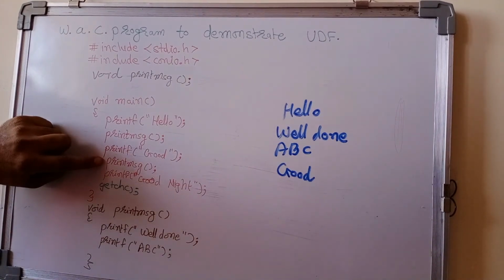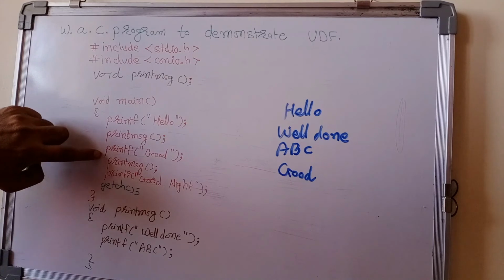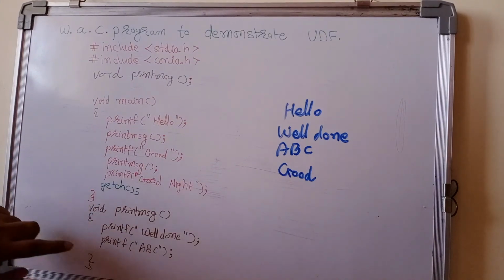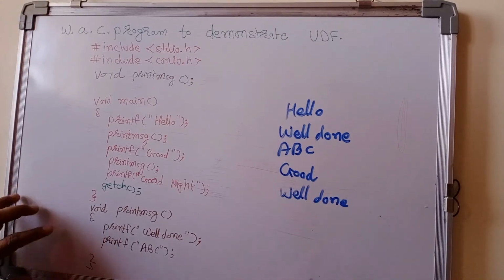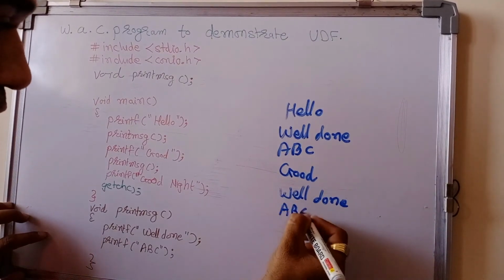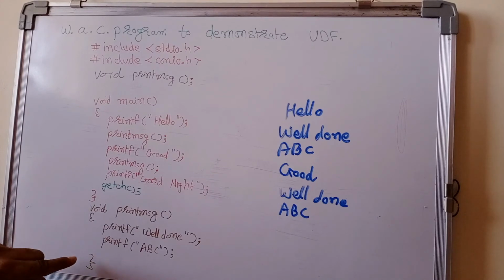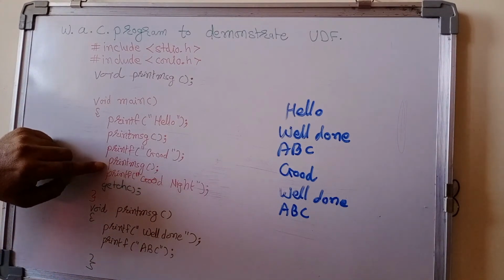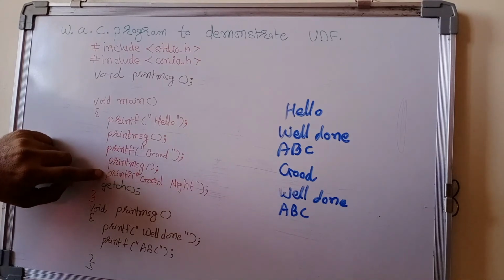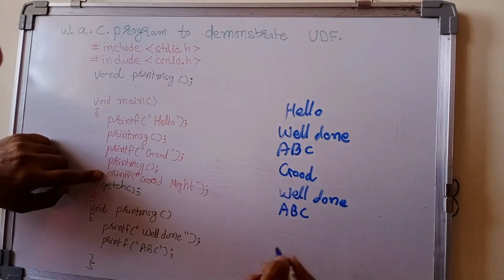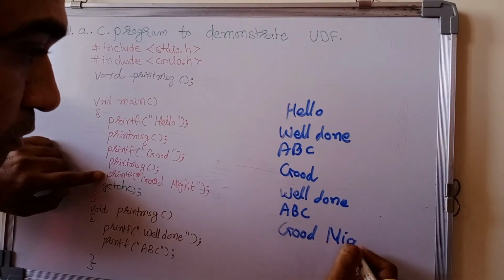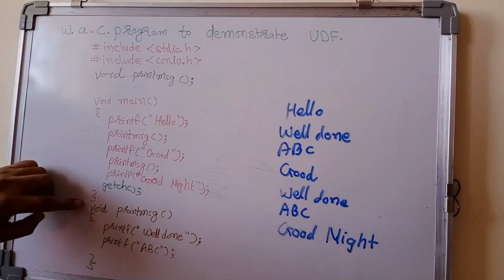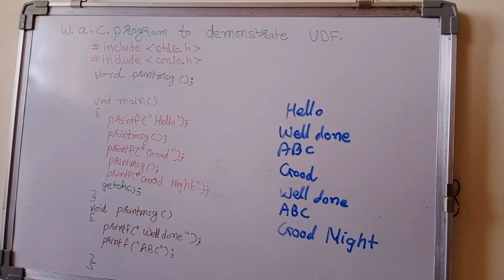After the good, again we have used function call. So from here it will jump to the user defined function and it will print well done again. And then ABC. Once the whole body of the function is finished, then and only then program's execution will go back to the calling place. From here our program's execution will go ahead. So we will get good night. And then our program's execution is finished.